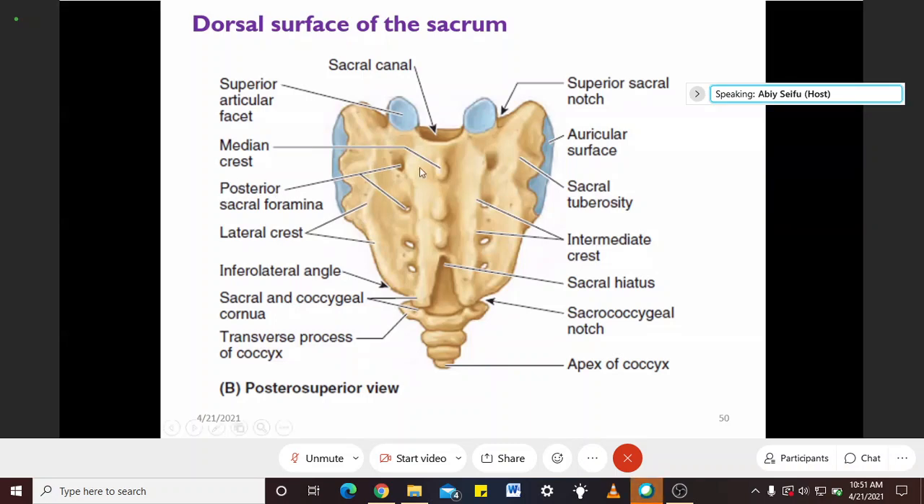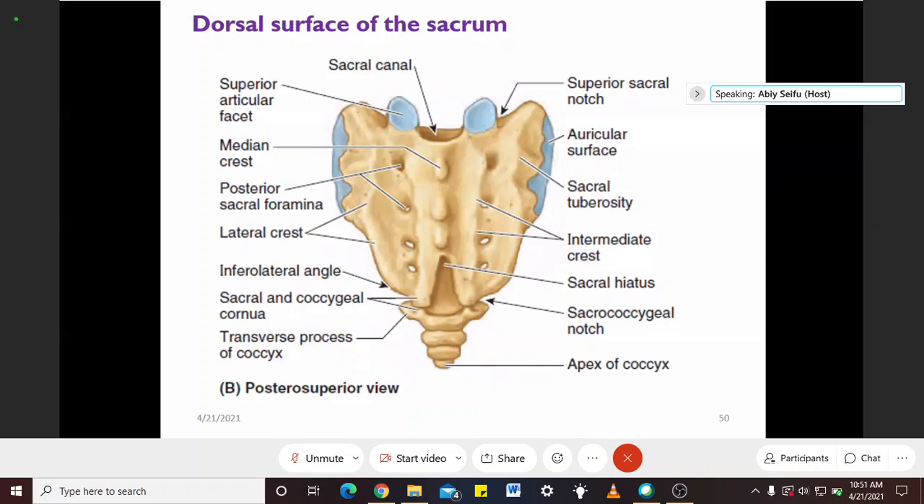Then, in addition to that, there are also foramina, as you have seen before, which are the posterior sacral foramina, used for the passage of the posterior ramus of the sacral spinal nerve. Okay. Then you see this one is the articular surface. This articular surface articulates with the hip bones.